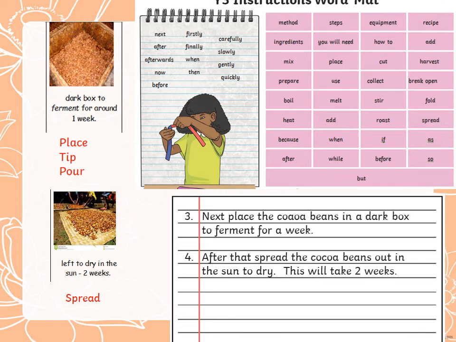How did you get on? Did you write something like this? Next, place the cocoa beans in a dark box to ferment for a week. Number 4. After that, spread the cocoa beans out in the sun to dry. This will take 2 weeks. Is yours similar to mine? Then you're on the right track. Let's do the next steps.